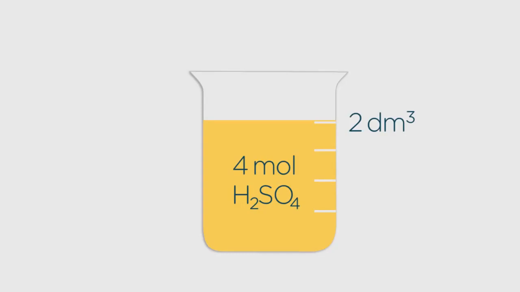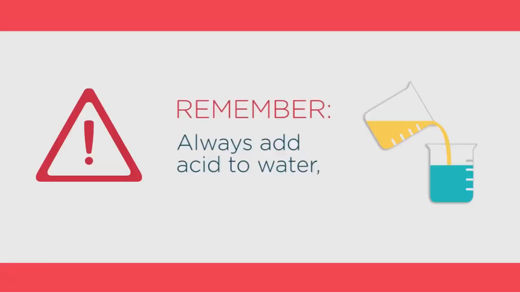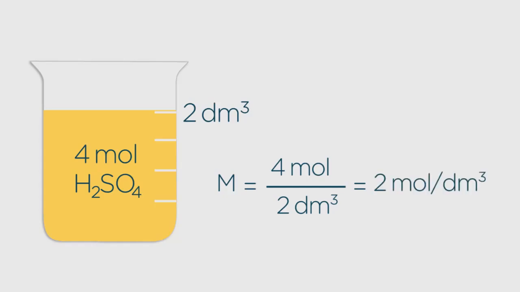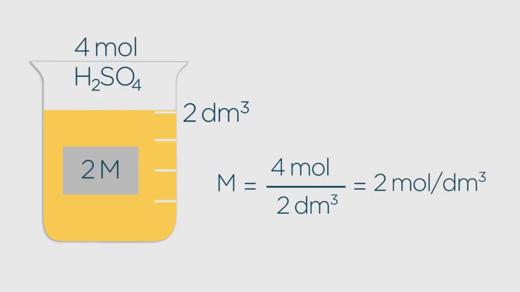In this rather large beaker, which contains 2 decimeters cubed of solution, has been added 4 moles of sulfuric acid. Four moles divided by 2 decimeters cubed equals 2 moles per decimeter cubed, or you'll often hear chemists say 2 molar. Simple, isn't it? So how about this one?